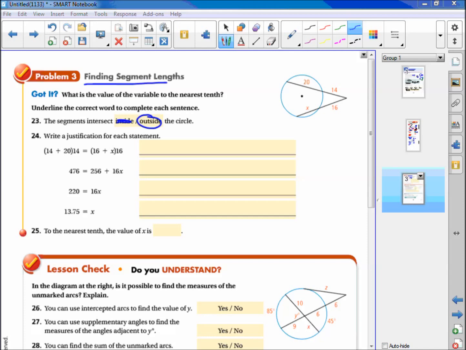So 14 plus 20, that's the whole length, times 14, that's this length. So this is where this secant crosses the circle twice. The distance to the first time it crosses the circle is the green one, and the distance to the second time it crosses the secant is the blue one. And that should be equivalent to any other one that crosses. So over here, we're going to do the distance to where it crosses the first time, which is 16, times the distance of where it crosses the second time, which is 16 plus x. All right, so this is theorem 12-15, case number 2.